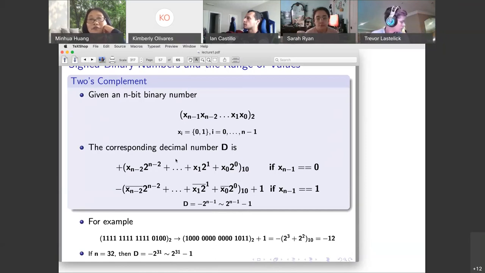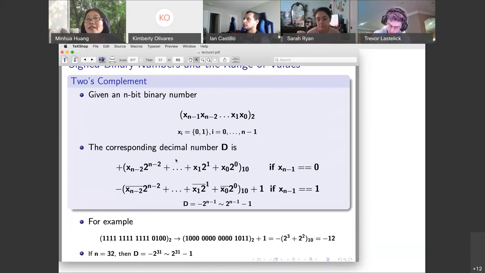zeros and ones. So now we want to find the corresponding decimal number for this binary number in the two's complement system. Again, we go to the most significant digit. We check if it is zero. The most significant bit is the sign bit. If it is zero, which is a positive number, we just follow the conventional conversion, starting from the second most significant digit to the last one.